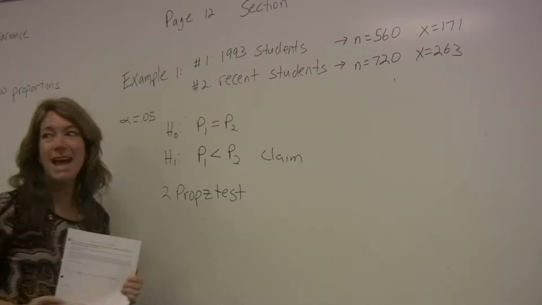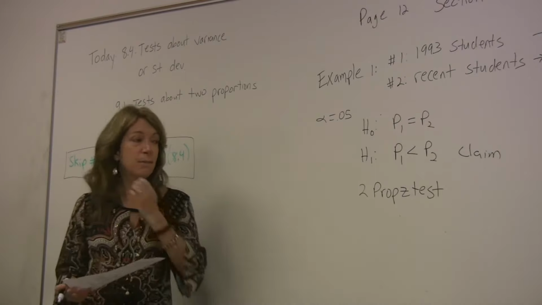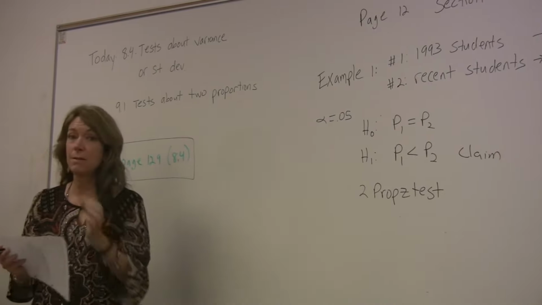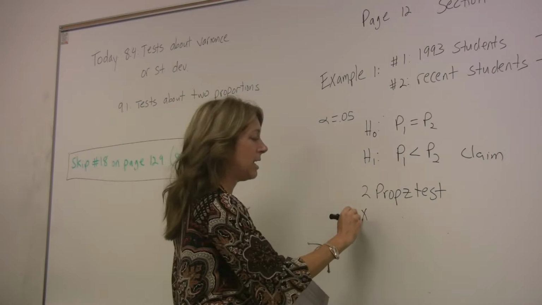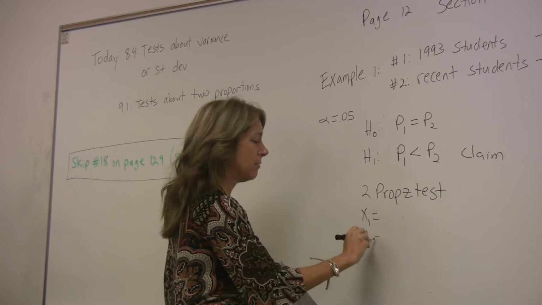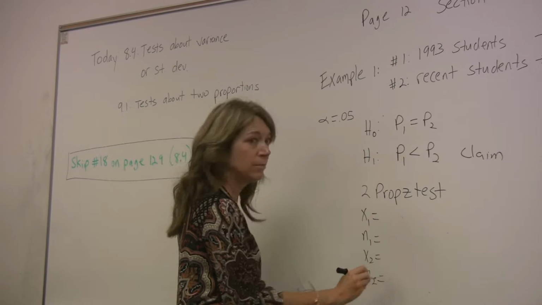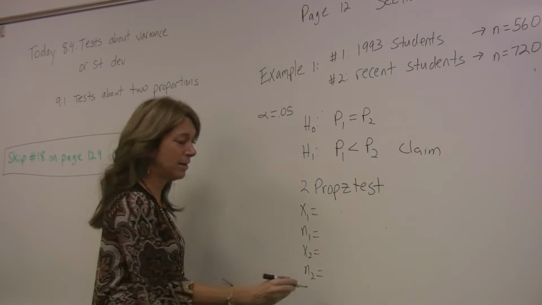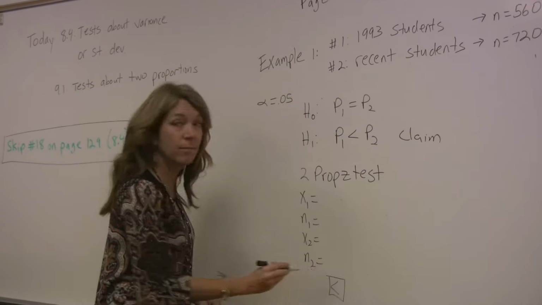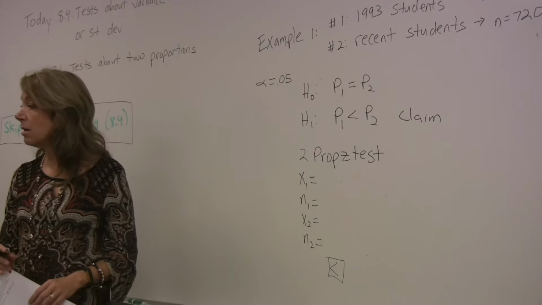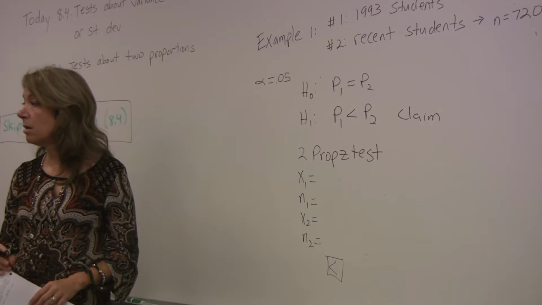Let's talk about what it asks for. First, let's make sure we can find it. It asks for X1 and N1, X2 and N2, and then it asks what the claim is, right? And then you would choose the less than claim? Yes.